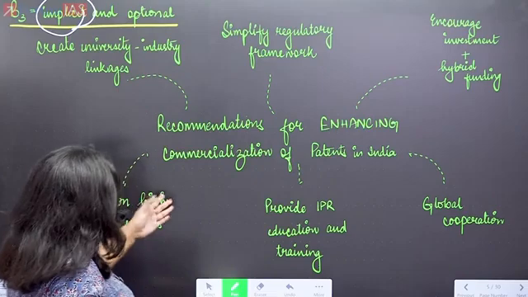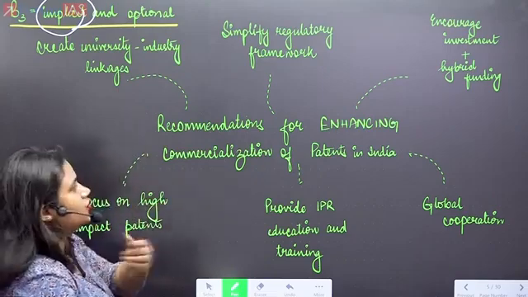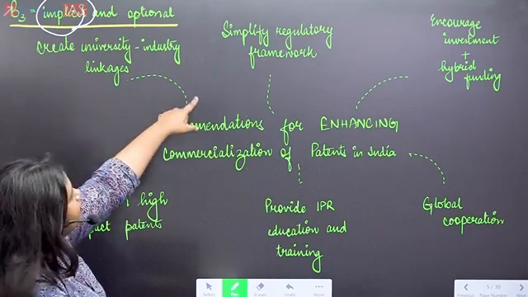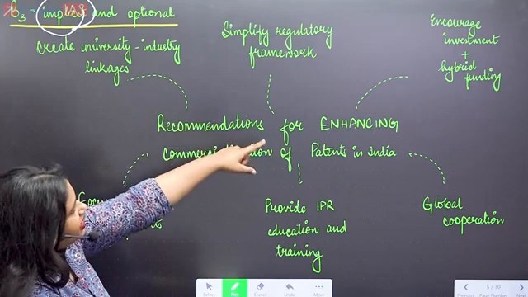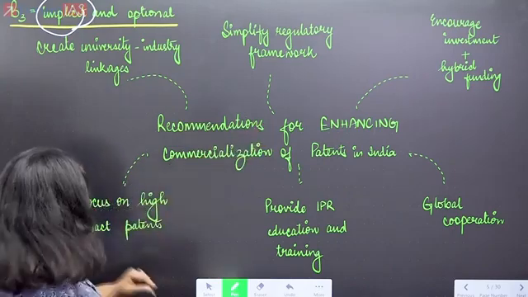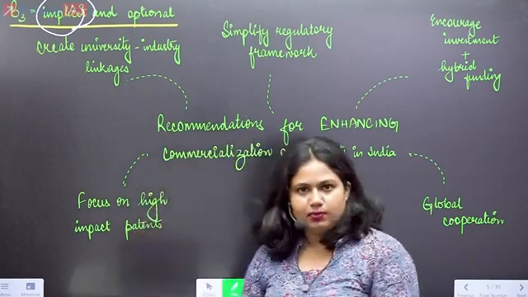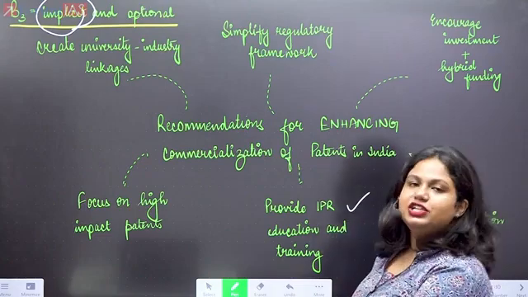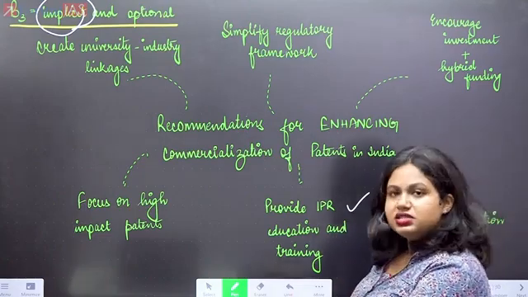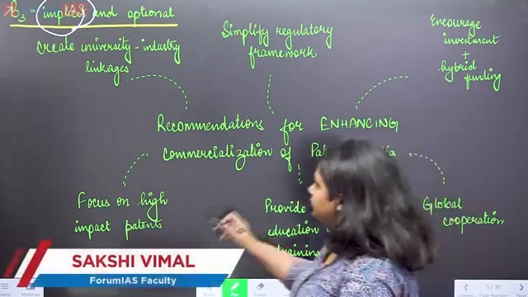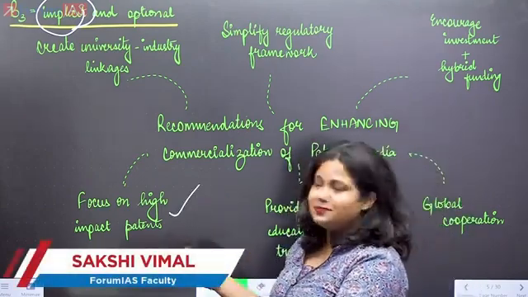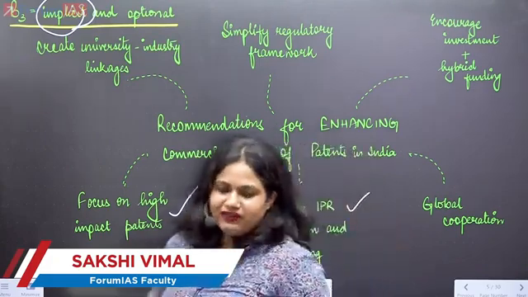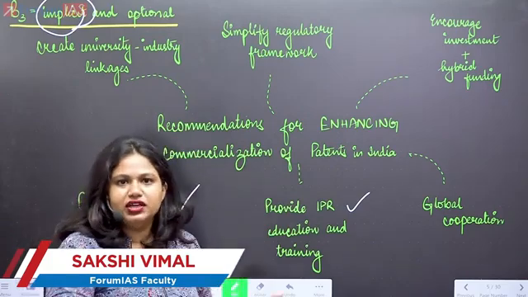and writing ability. So, recommendations for enhancing commercialization of patents in India. It has to do with creating university industry linkage. You have to simplify the regulatory framework, encourage investment and hybrid funding. What else can you do? You can have global cooperation so that we can learn about the best in class practices. We can provide IPR education and training to youngsters and also to industry experts. Then also focus on high impact patents instead of superfluous patents, right? So all these points could be ways of creating a solution.